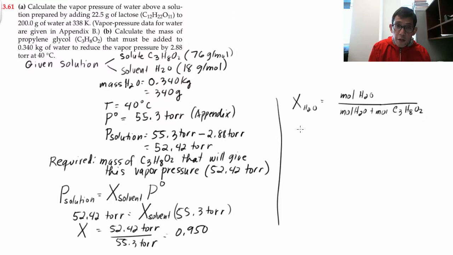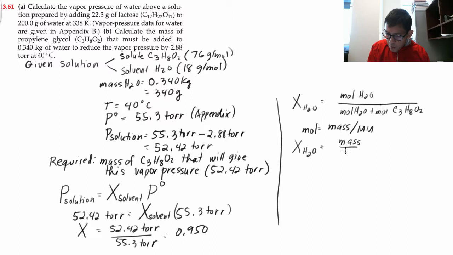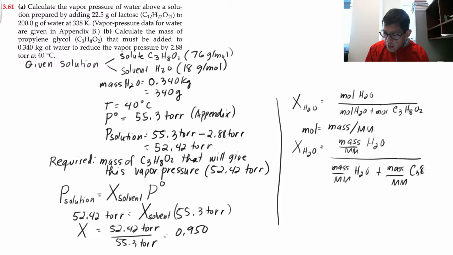C3H8O2. But what is moles? Moles is equal to mass over molar mass, isn't it? So then the formula for the mole fraction of H2O is equal to mass over molar mass of H2O, over mass over molar mass of H2O plus mass over molar mass of C3H8O2.